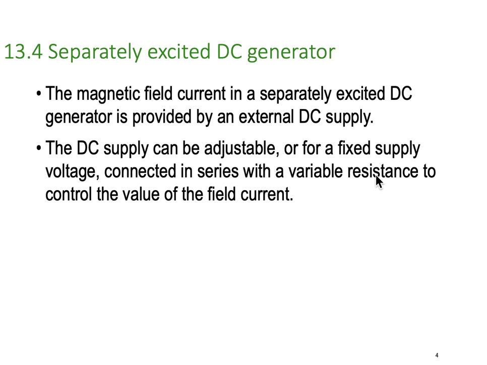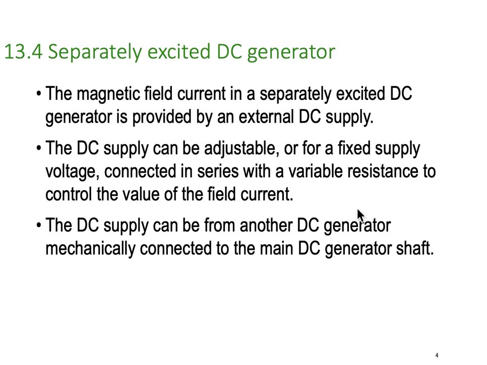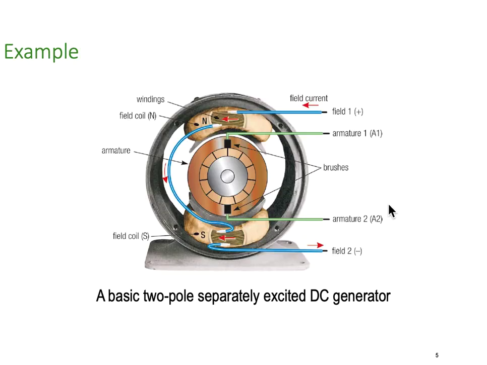The DC supply can be adjustable, or it can be a fixed supply voltage connected in series with variable resistors, or these days electronic switching circuits, to control the value of the field current. Because if we control the value of the field current, we control how much magnetic flux there is across the generator, which affects what voltage we're generating. The DC supply can come from another generator of some kind that is mechanically connected to the main generator shaft, and sometimes that happens, just depends on the situation and the context.